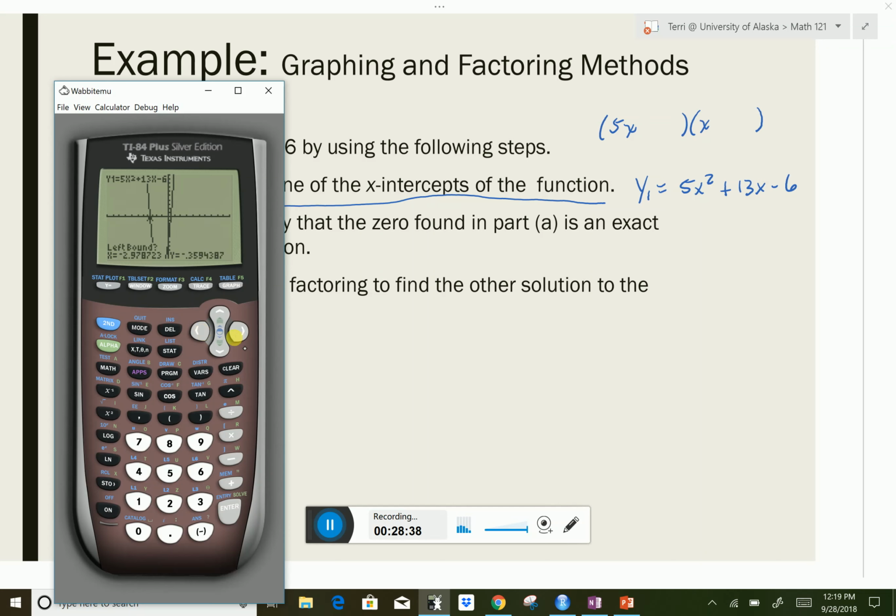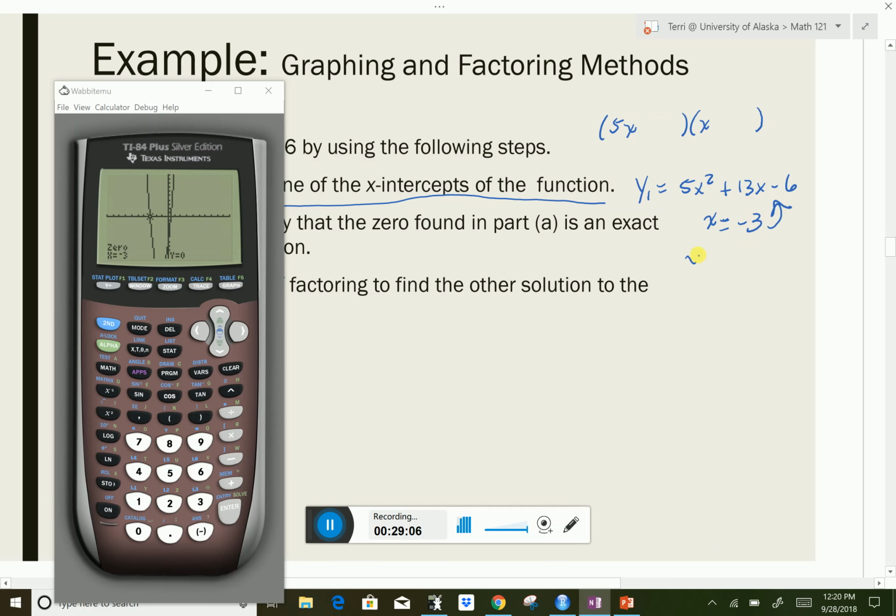Oops, went too far. Oh no, I didn't. The left bound, my right bound, that's good enough. And my guess is going to be the same as my right bound. And I get a 0 at x equals 3, y equals 0. So I know, or negative 3 rather, so I know that x equals negative 3 is a 0 of this function.